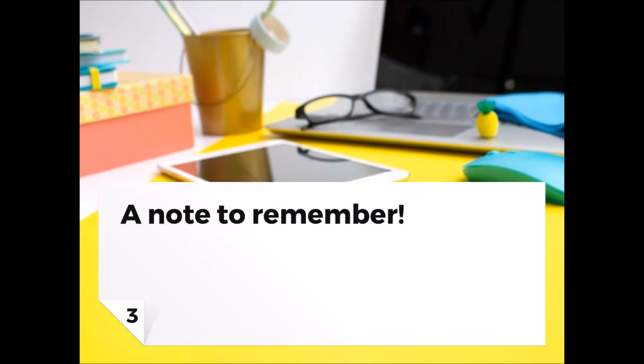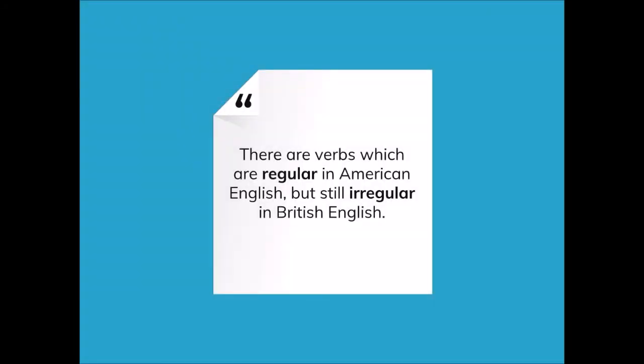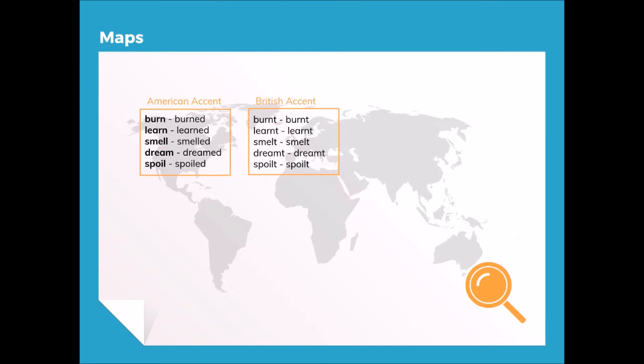And one more little thing I wanted to tell you about regular and irregular verbs. It's very important to remember that some irregular verbs have become regular in modern language. In American English, some of the verbs are already regular, but in British English we still use them irregularly. This is a small list, but it's a good start. Burn, burned, learn, learned, smell, smelled, dream, dreamed, spoil, spoiled.